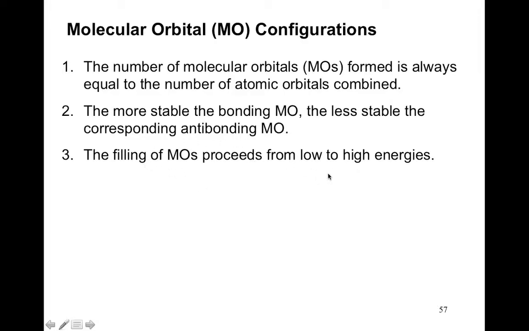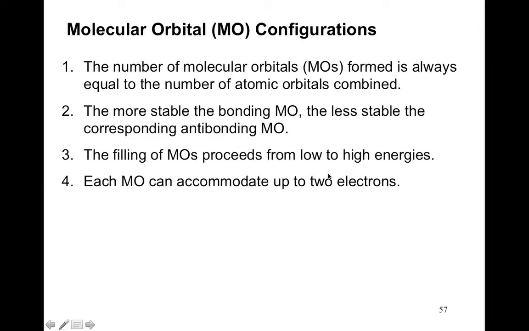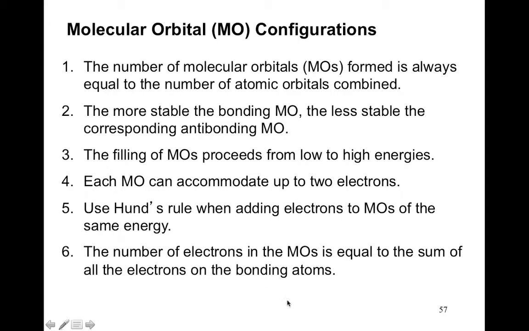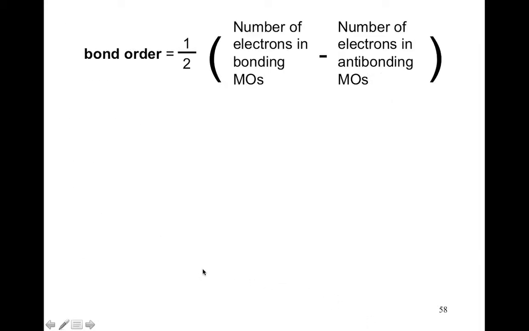We're generally going to proceed from low to high energies, and each molecular orbital can accommodate up to 2 electrons. So we use Hund's rule, which is 1 up arrow, 1 up arrow, 1 down arrow, 1 down arrow, when adding electrons to those molecular orbitals at the same energy. And the number of electrons in the molecular orbitals is equal to the sum of all electrons in all the bonding atoms. And so we can use something called bond order, where we look at whether or not putting electrons where we are is feasible.